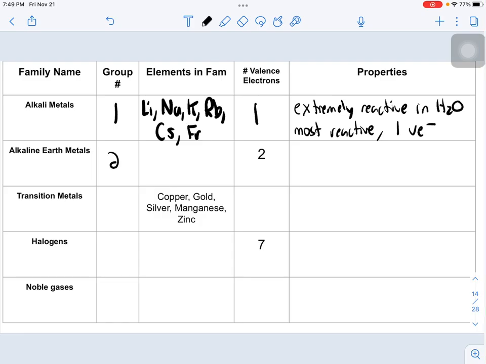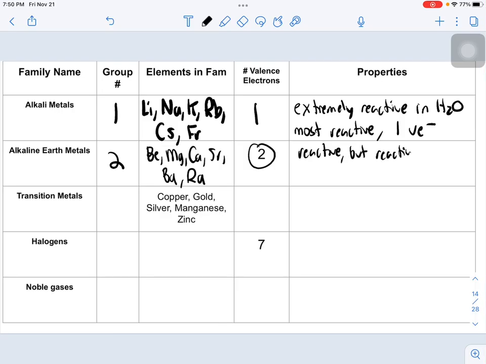Alkaline earth metals, group number 2. Some of the members in the family are beryllium, magnesium, calcium, strontium, barium. What do you do with dead chemists? You bury them. And finally, we have radium. They all have 2 valence electrons, and some of them are reactive, but less reactive than group 1. Okay.